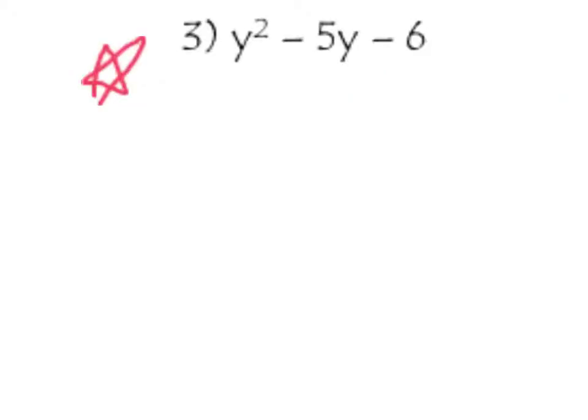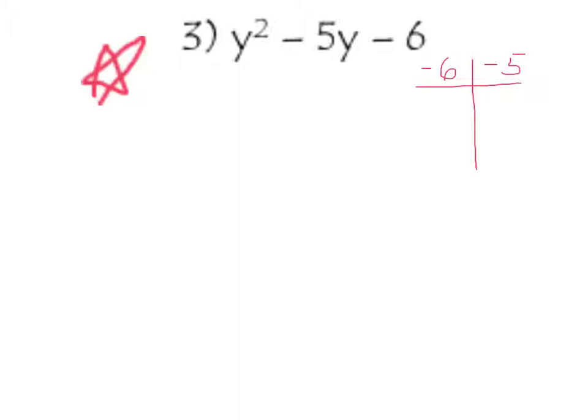I'll use number 3 to illustrate how to use reverse FOIL. I'm going to show you one method because I don't want to confuse you. There are a lot of methods and you're welcome to use any of them, but the one that people find the easiest is this method where you draw a table off to the side and you put this number first, -6, as the column heading for your first column, and then you put this number second, the coefficient of the middle term, which in this case is -5.